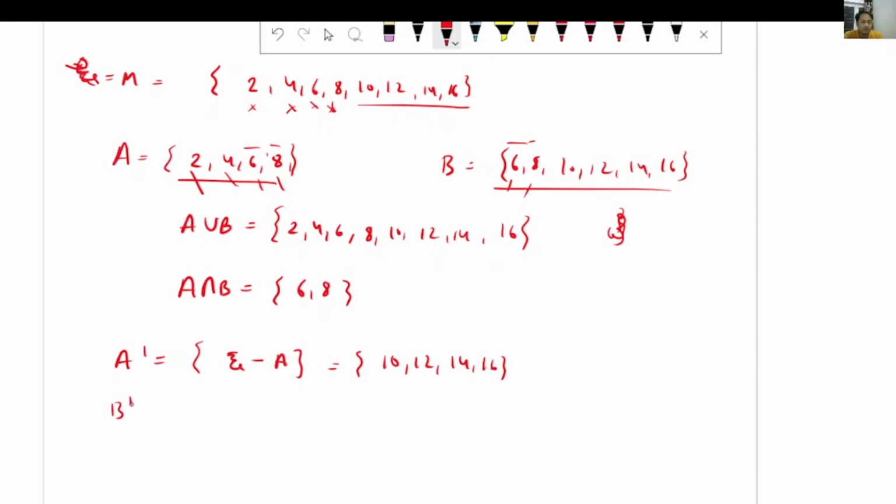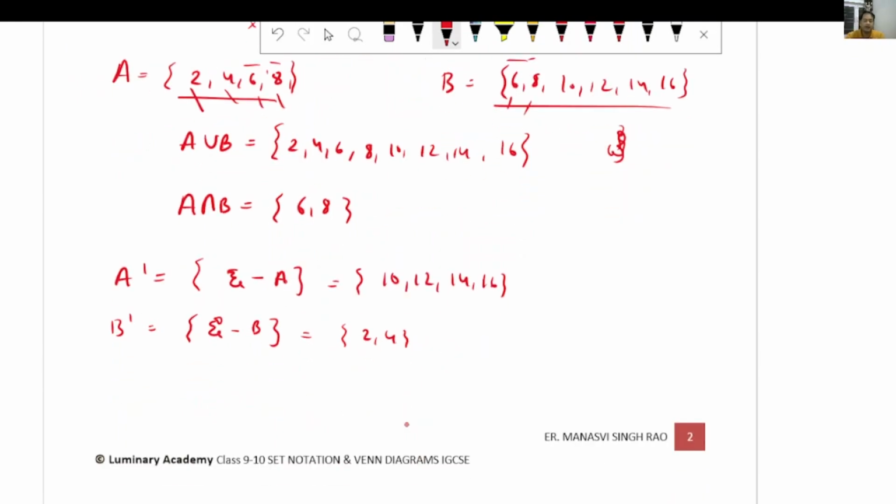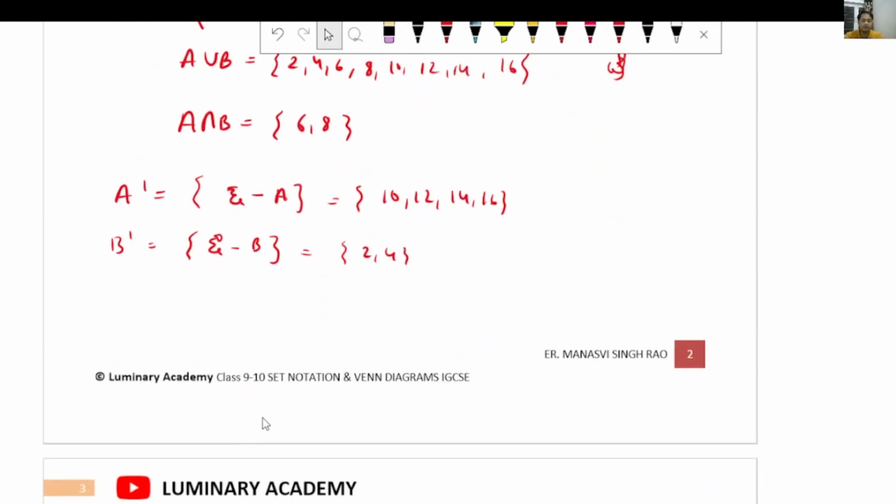If I ask you what is B complement, anything left after removing B from the universal set will be your answer. So 6, 8, 10, 12, 14, 16 will not be included, and the only terms included here are 2 and 4. In this way, I hope you understand the logic.